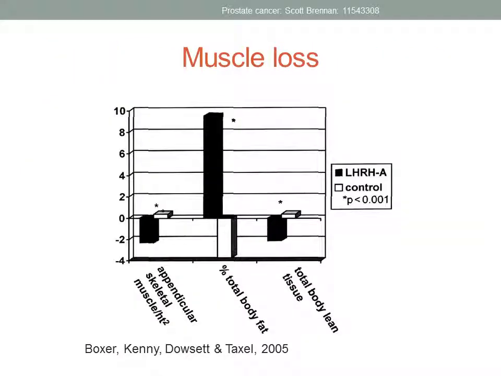A study by Boxer and colleagues examined the effects of luteinizing hormone releasing hormone agonist treatment and the effects that it had on body fat percentage and muscle loss. Their study showed a significant increase in total body fat percentage. This was attributed to a loss of skeletal muscle mass and an increase in adipose tissue following the treatment.